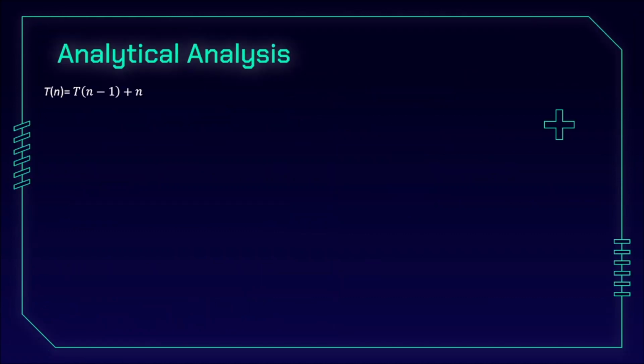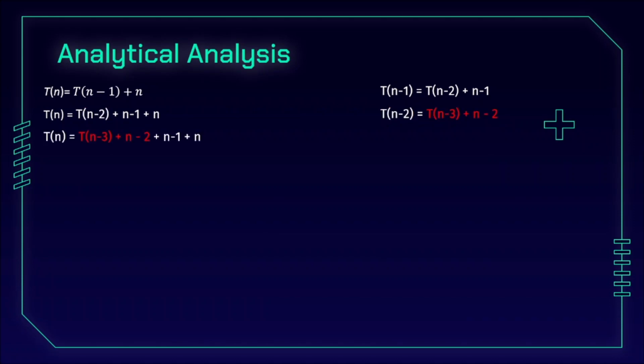Let's get into the analysis. First, we have T(n) = T(n-1) + n. The T(n-1) is equal to T(n-2) + (n-1). Now the T(n) = T(n-2) + (n-1) + n. The T(n-2) equals T(n-3) + (n-2). So, T(n) = T(n-3) + (n-2) + (n-1) + n. It looks like we found a pattern, then we generalize.